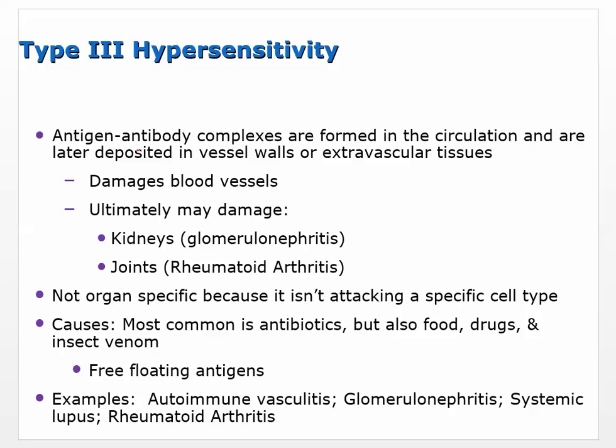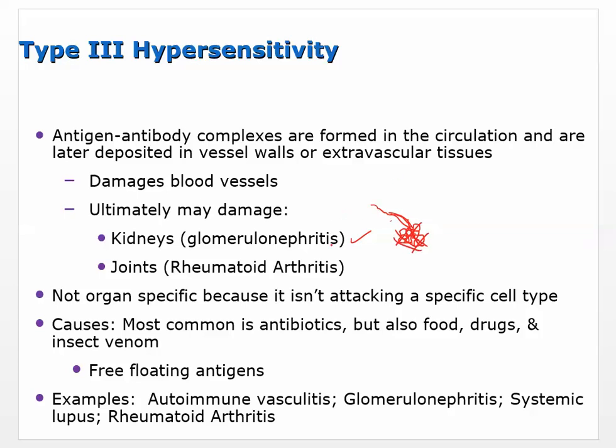So again, antigen-antibody complexes are formed in circulation or later deposited in vessel walls or extravascular tissues. Damages blood vessels, ultimately may damage the kidneys. So again, we go back to this glomerulus. So we have glomerular nephritis, because that's kind of this filtration point. So that's a place where it makes sense as it's moving in. There it's going, and then it will fall out of solution in here. That labels that glomerulus, and that glomerulus is destroyed.